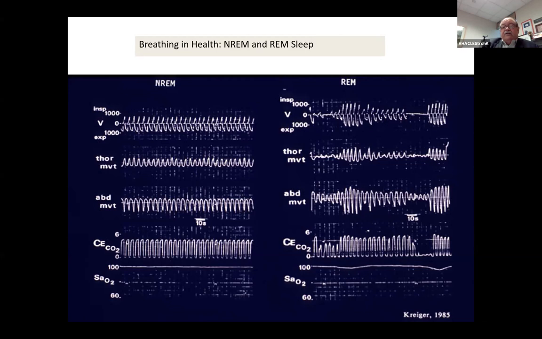So what's the first event? The first event is a reduction in flow, thoracic movement, abdominal movement, end tidal CO2 goes down because the airway is collapsed, O2 sat falls. So that's an obstructive apnea. And at the other end, it looks like it's more obstructive. But you have an irregular breathing pattern, and you have all this irregularity of breathing. So otherwise healthy people that don't have sleep apnea, they do this.